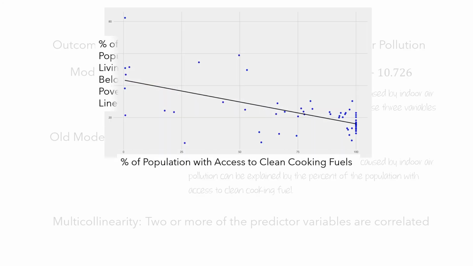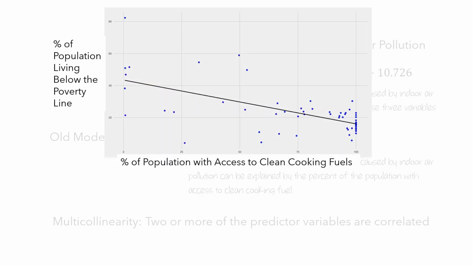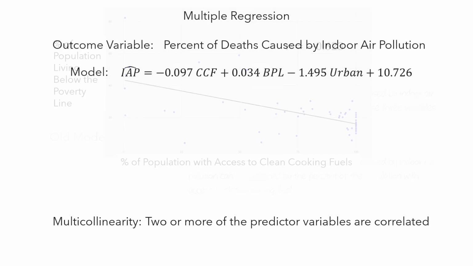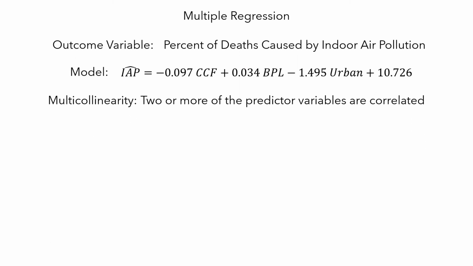If we examine the scatter plot, there appears to be a linear relationship between these two predictor variables. And it turns out that the correlation between them is negative 0.623. So these two predictor variables do appear to be correlated. So does this mean that there's something wrong with our model? Or that we didn't construct the most accurate model?